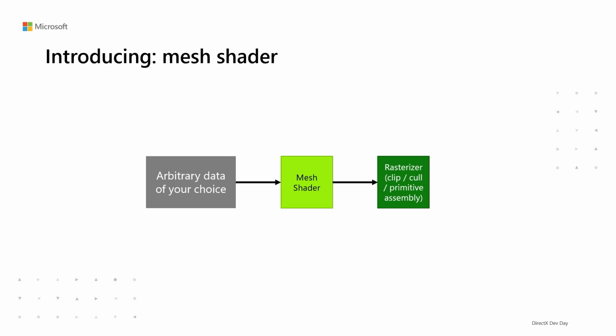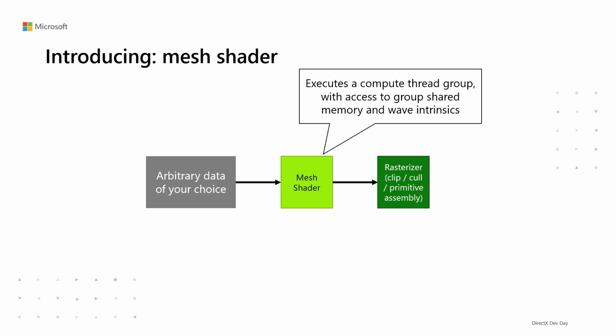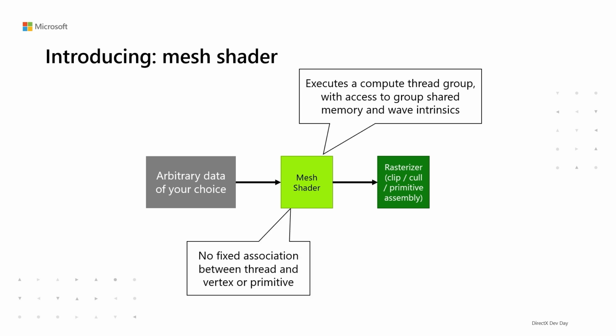This is the diagram. There's only 3 boxes. The data is up to you. It's just data in memory. It goes into a mesh shader. That mesh shader is a compute thread group. It has access to all of the things that you expect to come along with compute shaders, like group shared memory and wave intrinsic instructions. And it outputs some triangles, which go into the rasterizer.